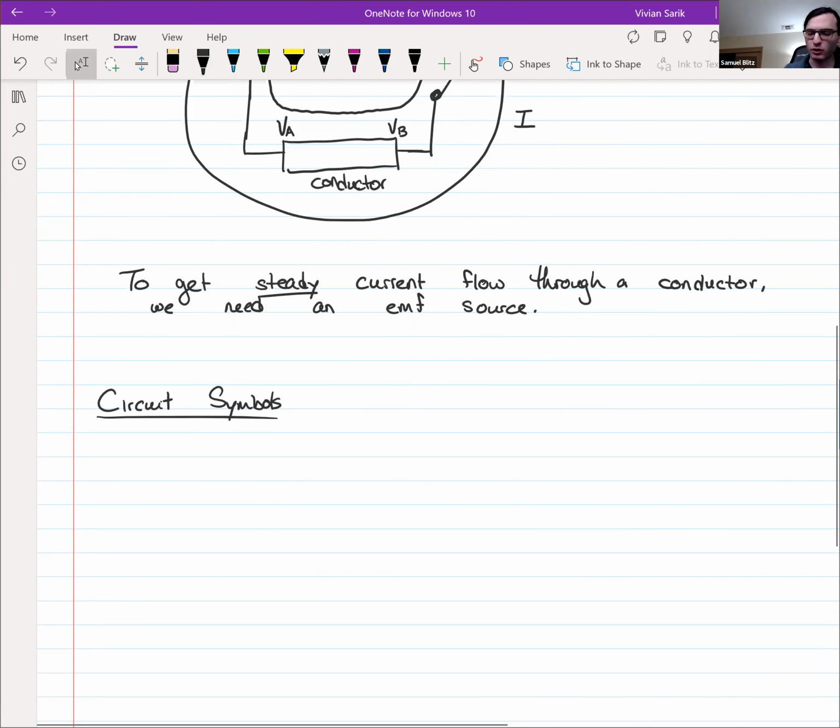First, this symbol you may have seen before. It doesn't matter how many zags or zigs it has. This symbol is a resistor. It represents a conductor with a non-zero resistance.